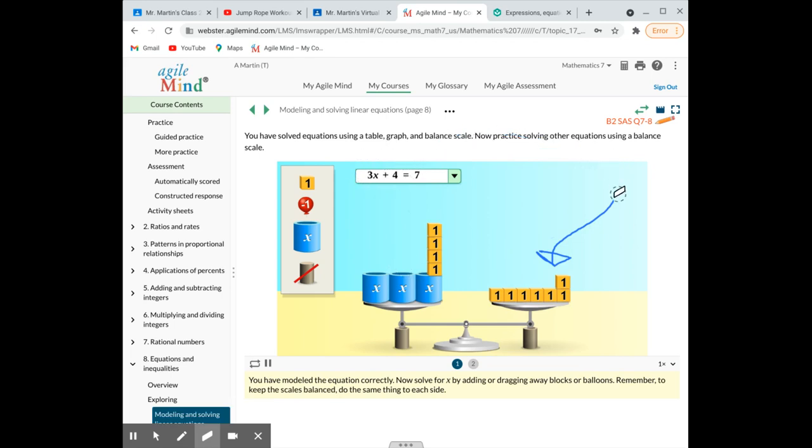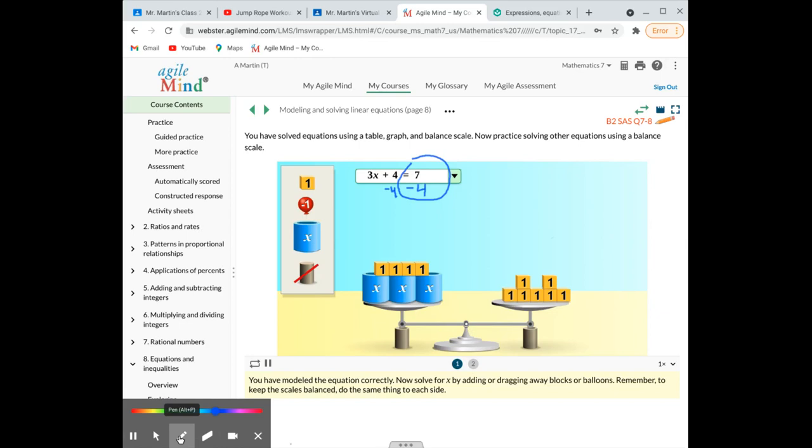So that we can get our 3 x's by themselves. What do we need to do? Yeah, we just got to subtract by 4. Subtract by 4. What's 7 minus 4? 3. Yes. So we're taking away our 4 here. So if we take away 4 on this side, we have to take away 4 on this side.